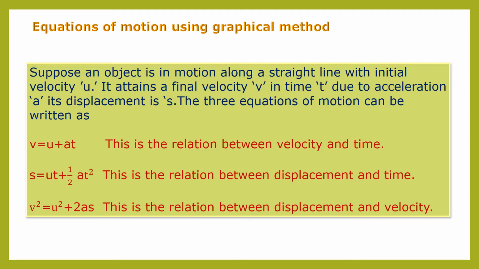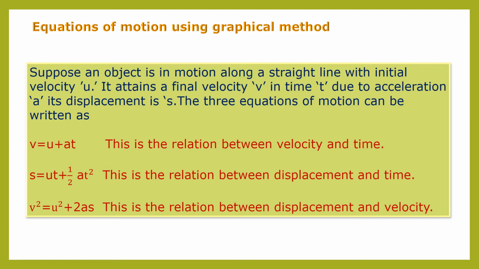Now let us see, children, the equations of motion using the graphical method. This is a very important topic, children, for the point of view of your examination. Newton studied the motion of an object and gave three sets of equations, called Newton's equations of motion. Suppose an object is in motion along a straight line with initial velocity u and final velocity v in time t. It has acceleration a, that is small a, and displacement s.